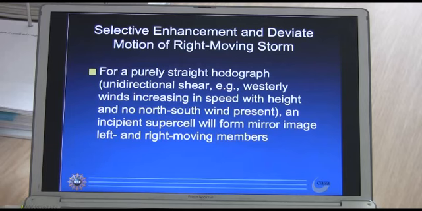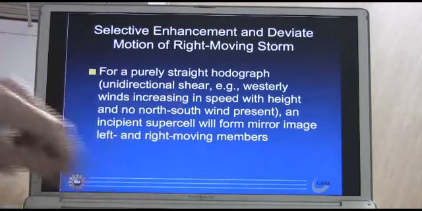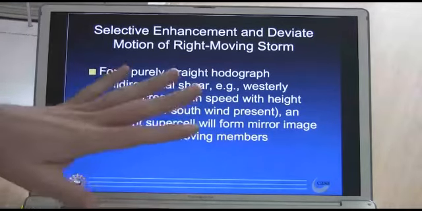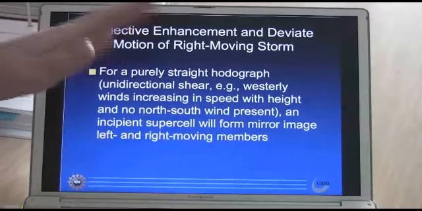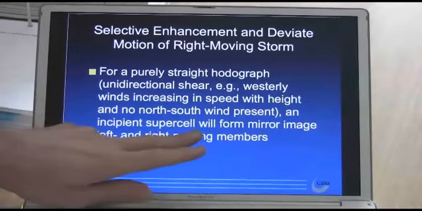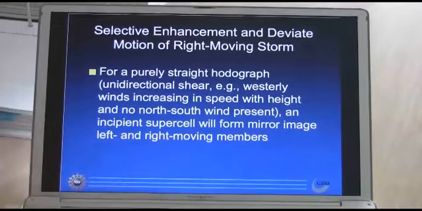Now, if you like supercells, it's a good thing that they do, because when they slow down and turn to the right, you can expect them to really intensify and wrap up and increase their updraft rotation pretty dramatically. But what causes them to turn in the first place? Okay, so let's look first at a very simple case, a purely straight hodograph we saw before, where the shear is unidirectional, with westerly winds increasing in speed with height, and there is no north-south wind present. This is basically the same thing we've been looking at all along. Kind of forget the north-south wind, just make it simple, an east-west shear. Okay, and an incipient supercell, in that case, will form mirror images of left and right moving members.